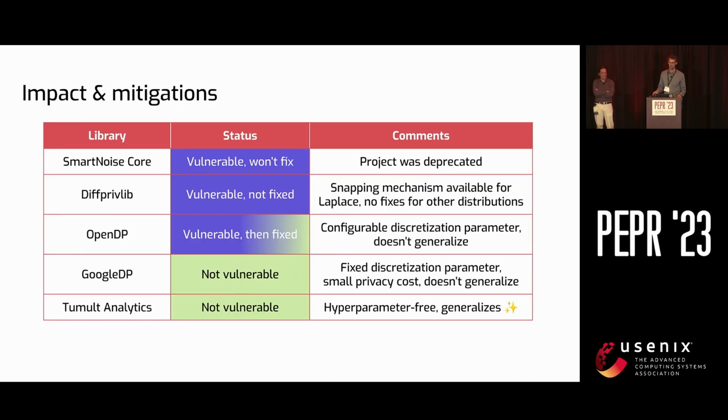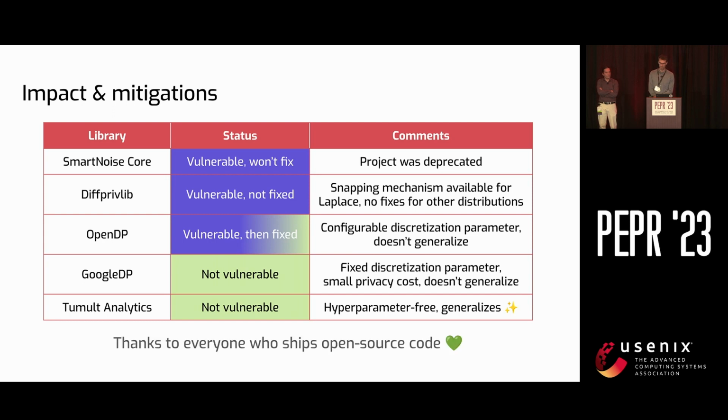So speaking of which, here's a summary of our findings from the state of open source tools today. So 2 libraries are still vulnerable, one of which is no longer being worked on. OpenDP was initially vulnerable, but is fixed using discrete versions of the distributions. This is similar to Google's approach, and this also comes at a small cost in the privacy guarantee. As we note here, our approach doesn't require any discretization parameter, and it can be applied to a larger variety of distributions. And as a final note, none of this is possible with proprietary code, so thank you for shipping open source code.